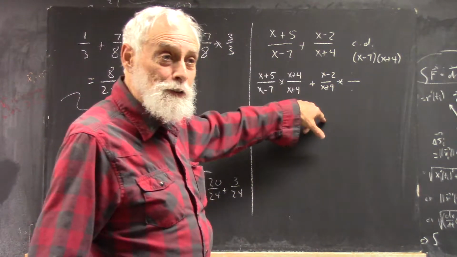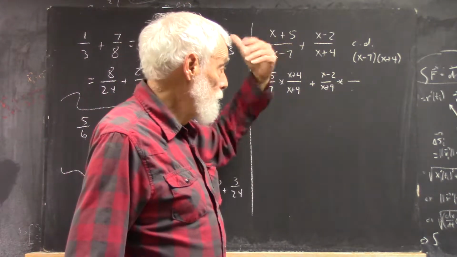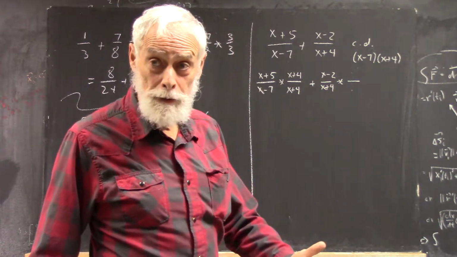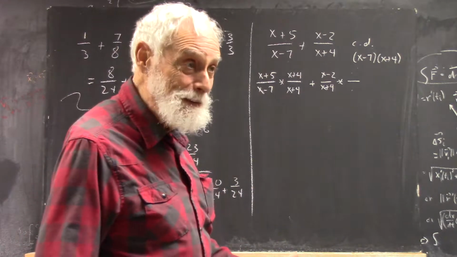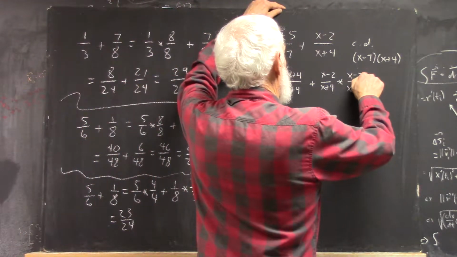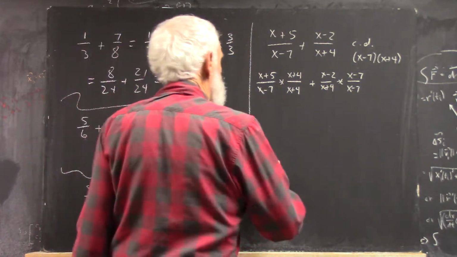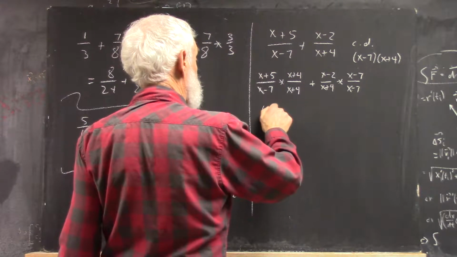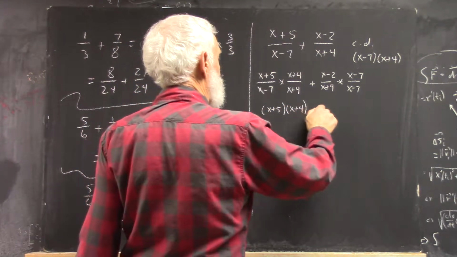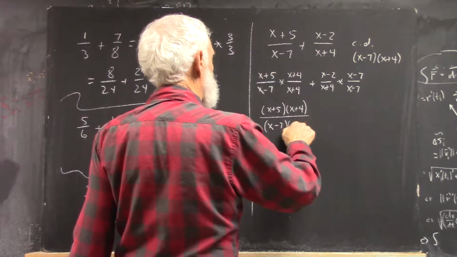Okay, x minus 2 over x plus 4. We have to multiply that numerator and denominator by something to give us this, right? And what had that something better ought to be? X minus 7, right? So we multiply by x minus 7, numerator and denominator. Okay? So now what do we have? We have x plus 5 multiplied by x plus 4 over x minus 7 times x plus 4.